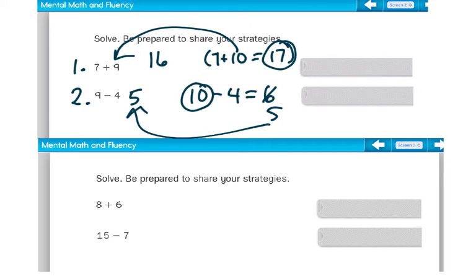All right, erase your whiteboard. Number 1 and 2 again. Go ahead and solve. Be prepared to share how you figured out the answer. Pause the video if needed.